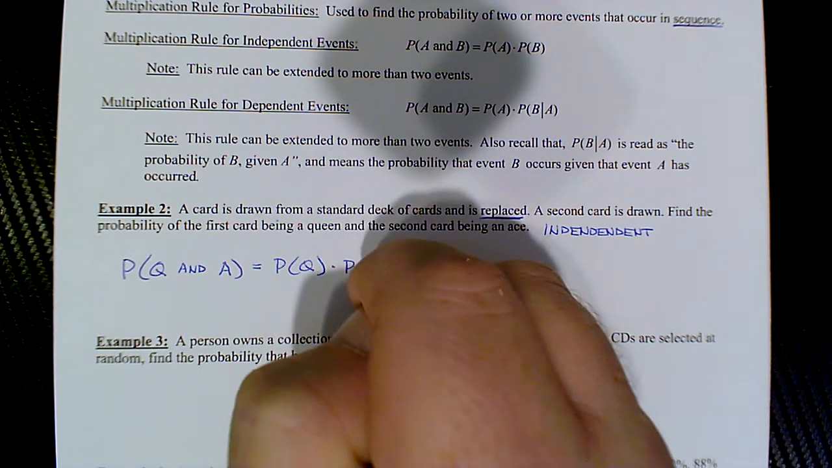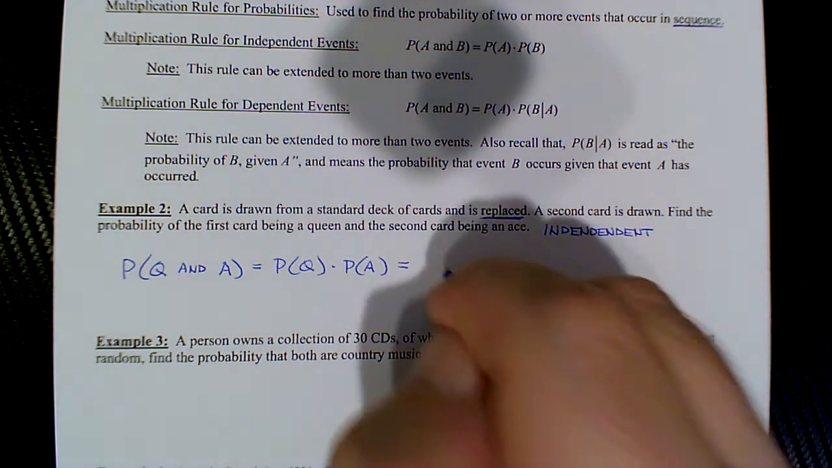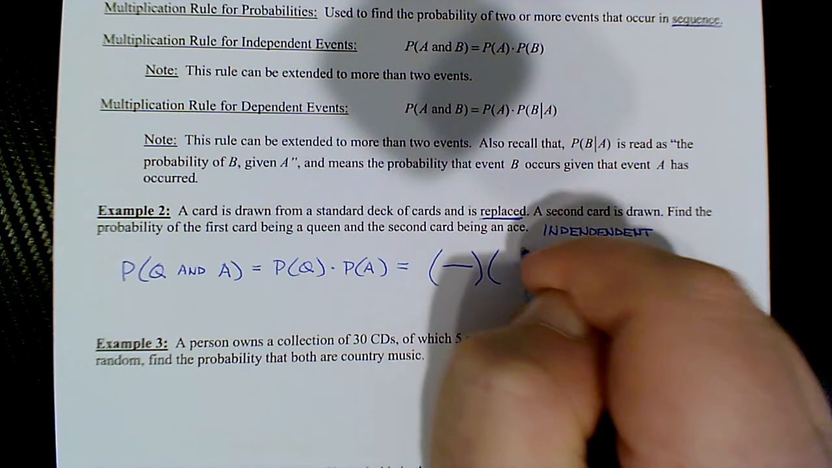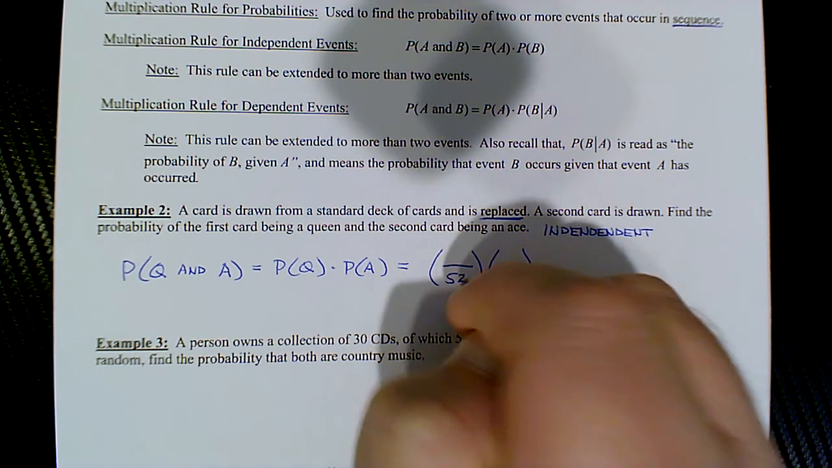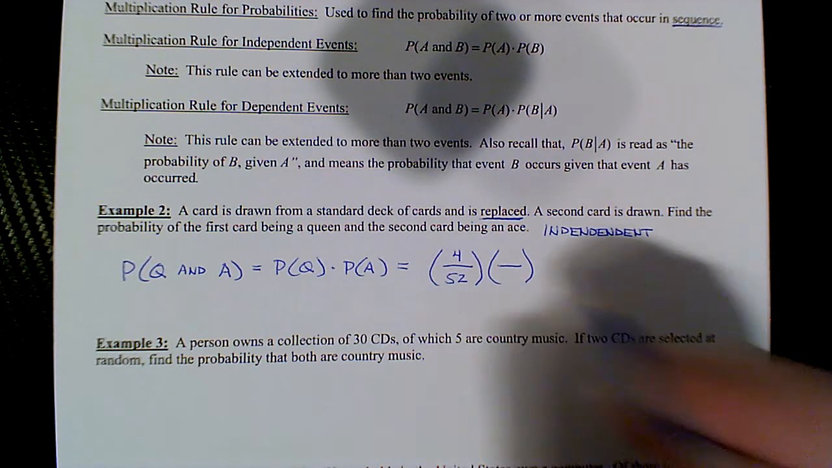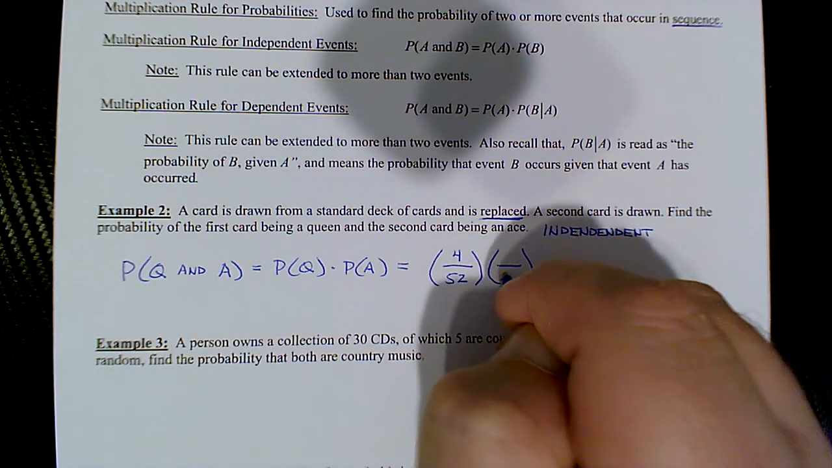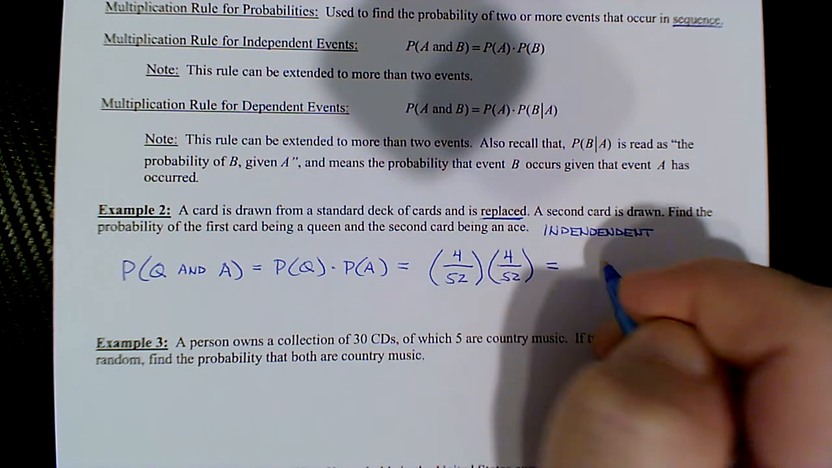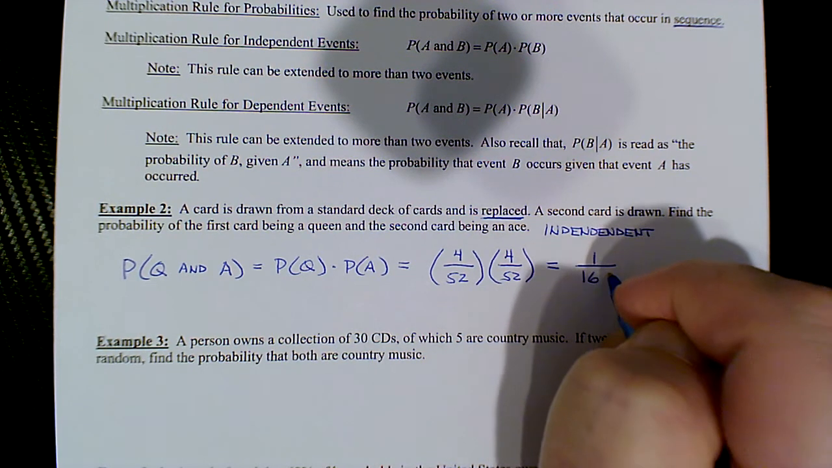Now, a lot of times I suggest don't even bother with the notation. It's your choice. All you're really doing is two fractions multiplied together. First one's a queen. There's 52 total. 4 of them are queens. And the second one needs to be an ace. You would put back the card, so there's still 52, and 4 of them are aces. And multiplying that out and reducing, you get 1/169.